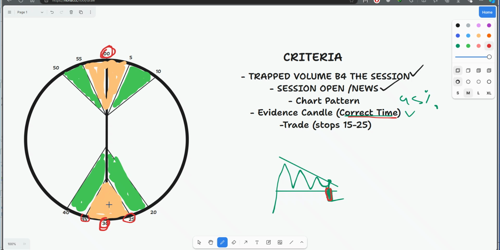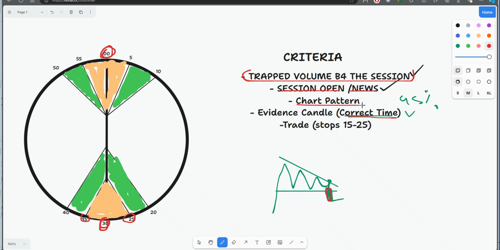These are golden times. However, from 20 past to 22, you can see I put green. So if you get an evidence candle during this time, say maybe 21 past up to 22, yes, it's still acceptable to take it, provided all these criteria are met. Sometimes you won't be able to see trade volume before the session, so you can continue. But you need to wait for the session to open, or if there's news, you need to wait.